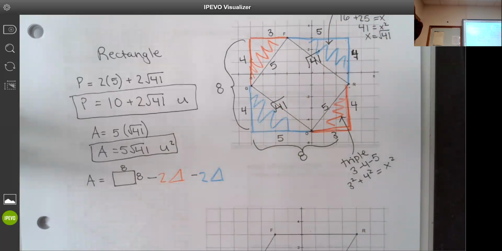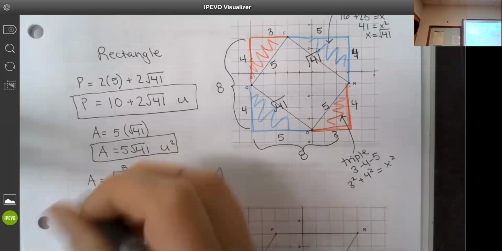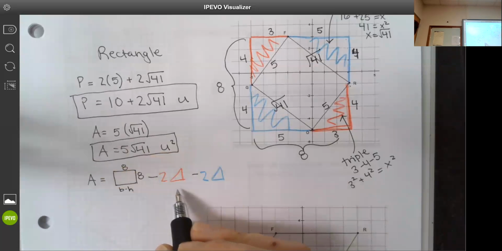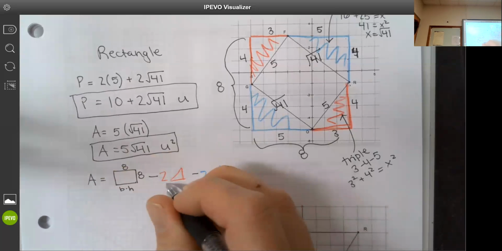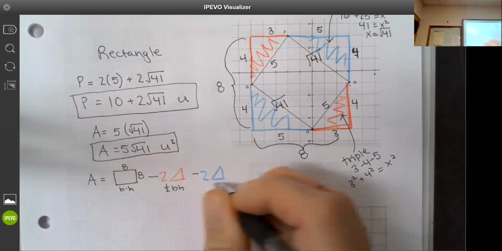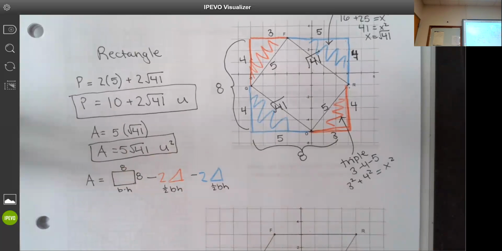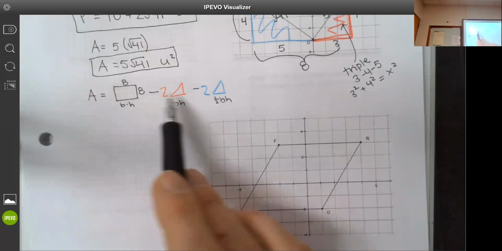Now, how do I find the area of a triangle? This is base times height. How do I find the area of a triangle? 1/2 base times height. 1/2 base times height here. Okay, so I still need my formulas to complete this. But if I'm not sure it's a rectangle, like down here, this is a parallelogram. We can't use a rectangle formula on a parallelogram. We're going to have to go to this.